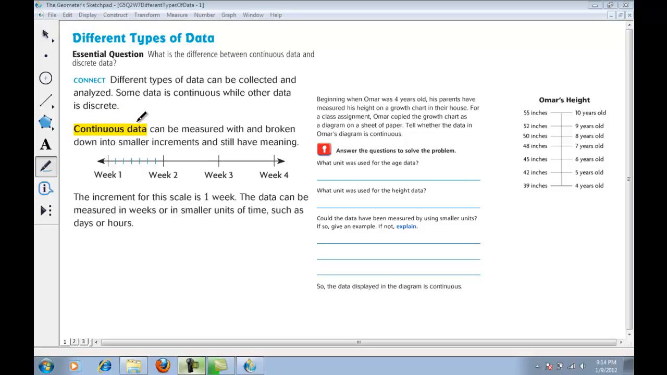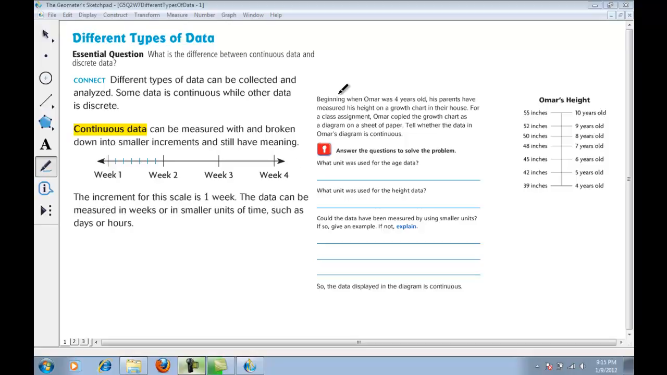Now, continuous data can be measured with and broken down into smaller increments and still have meaning. If we look here, we can see a line showing us week 1, week 2, week 3, and week 4. But we can break each week down into 7 different days. So we can break down our unit into smaller increments. Instead of measuring in weeks, we could measure it in days. So we can see here that the increment for this scale is 1 week. The data can be measured in weeks or in smaller units of time, such as days or even hours.